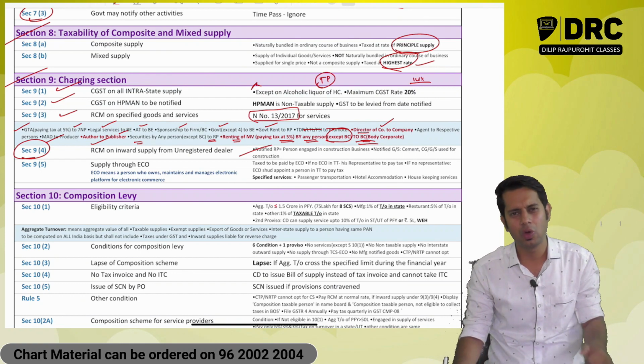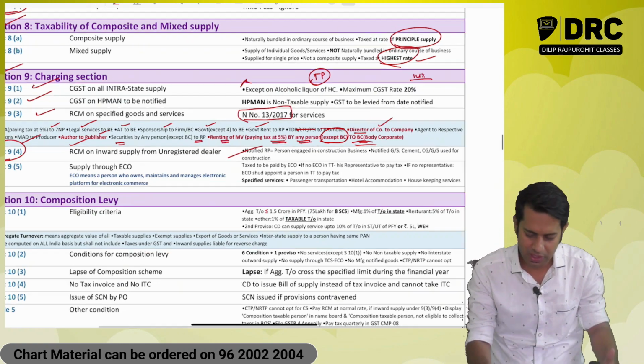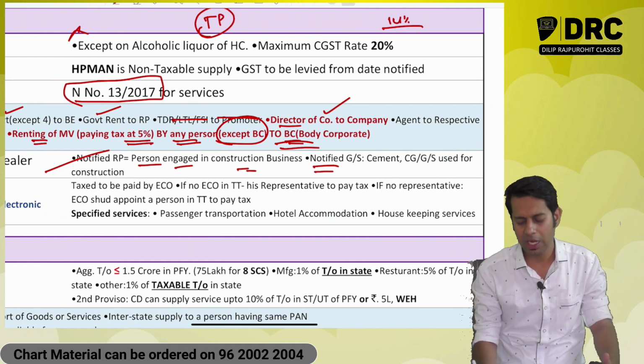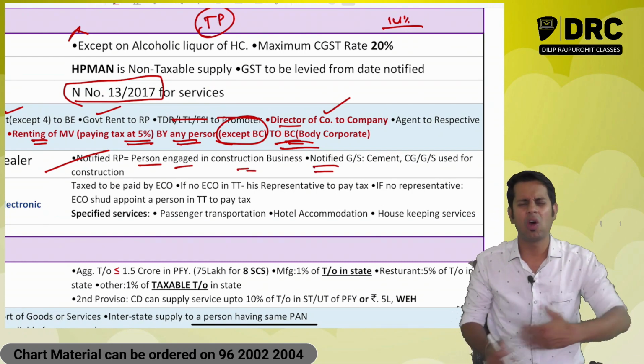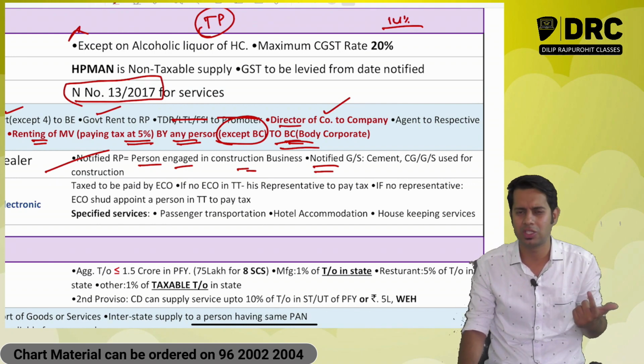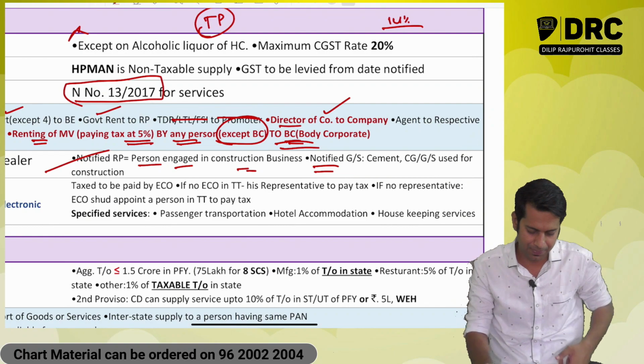Now only one person has been notified here presently, that is the person who is involved in the business of construction. Notified persons are the persons engaged in the business of construction. And what are the notified goods and services, sir? They are normally the goods which are used in the construction business, like cement, capital goods which are used for construction business, TMT bars, etc.